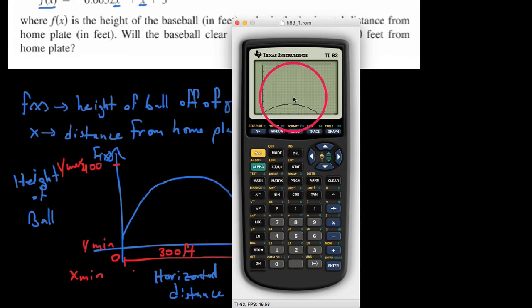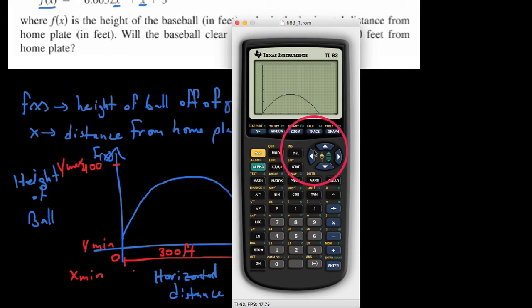Now that I see this entire path, I notice that we went up to 400 feet, and that's not anywhere near 400 feet. Maybe it goes up to a maximum of about 100. I'll go back and change my window so that it goes up to maybe just 200 feet. We'll get a better idea. So here's this graph. And the question was, would it clear a 10-foot fence that is 300 feet away?